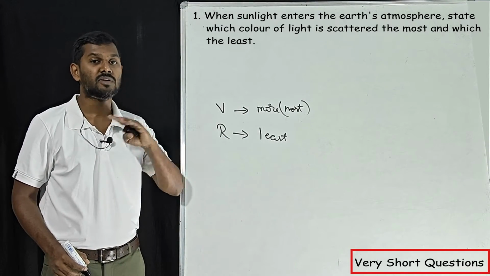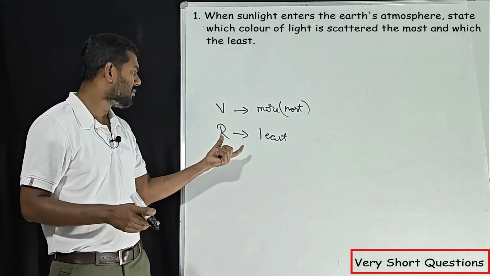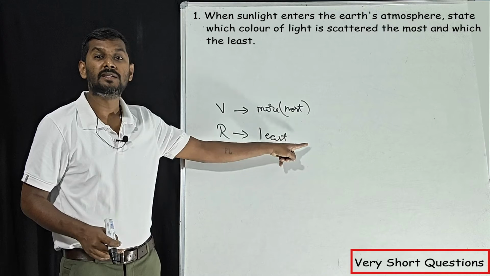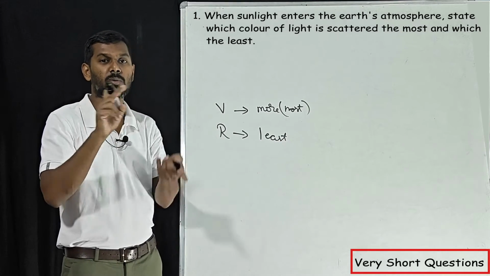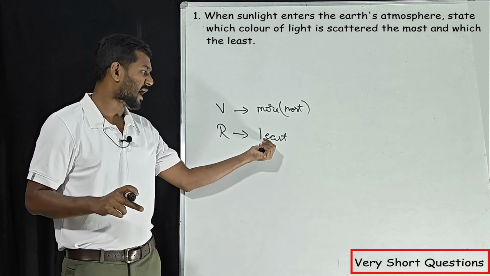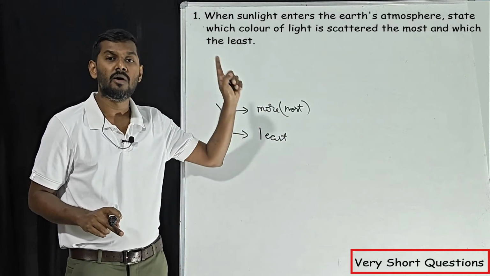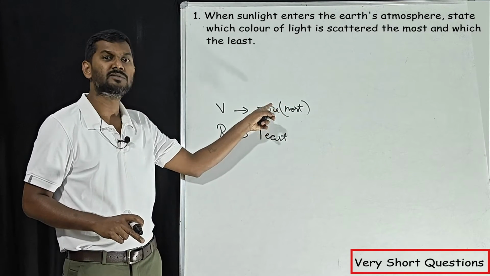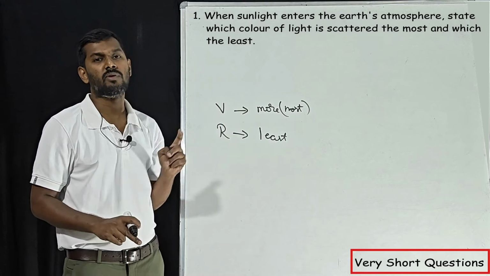If they are not asking for a reason, don't write one. If they are asking for a reason, why? Because red has maximum wavelength. Wavelength and scattering are inversely proportional. So here scattering is least, but why? Because it has maximum wavelength. Here the scattering is most. Why? Because it has minimum wavelength.